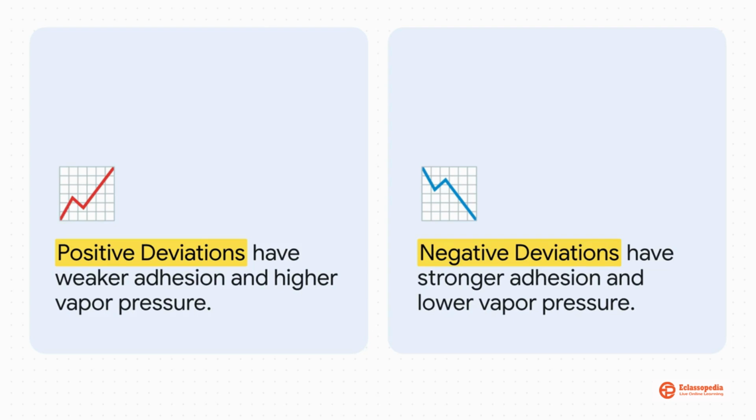On the flip side, we have negative deviations. This is when the new molecules absolutely love each other. Adhesion is super strong, they hold onto each other tightly, keeping everything trapped in the liquid state, which makes the vapor pressure lower than expected. This is exothermic, like mixing chloroform and acetone.